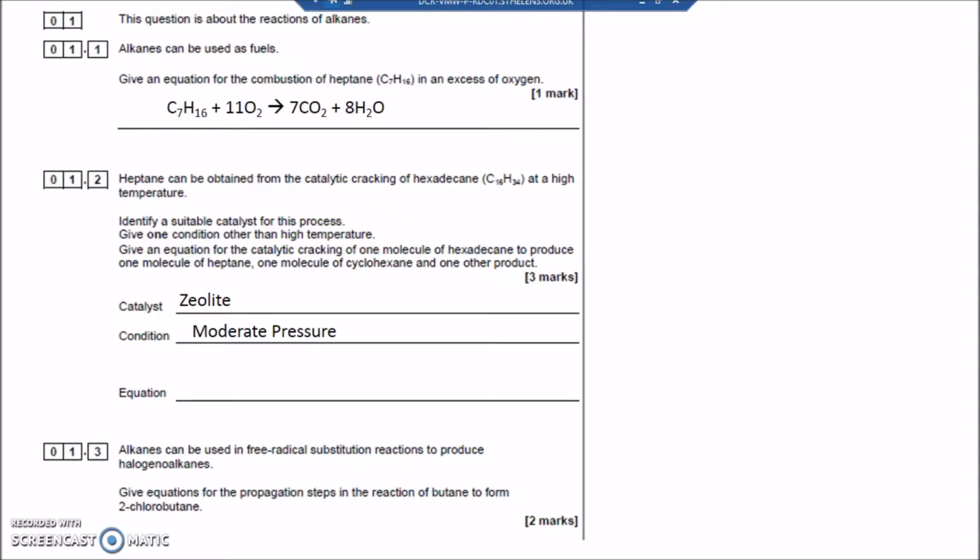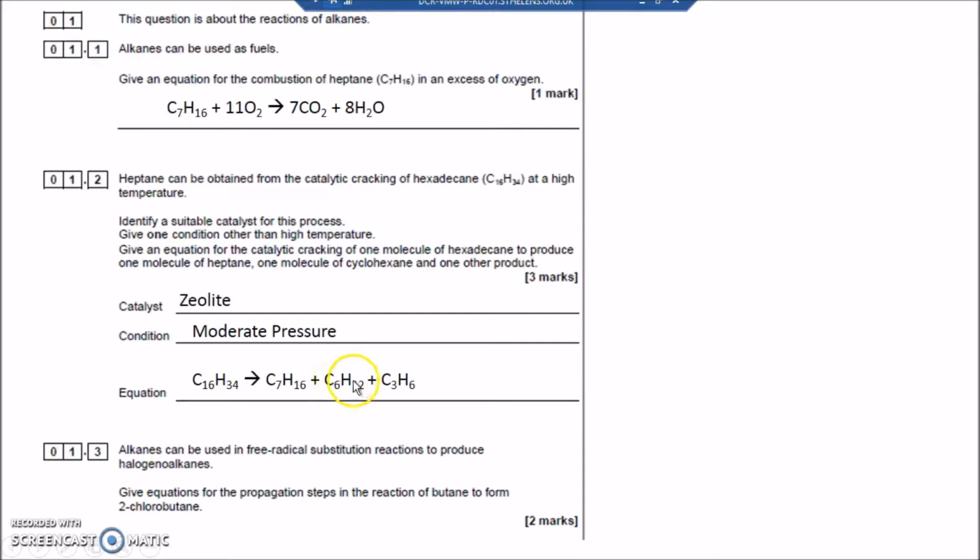Hexadecane, C16H34, cracking to produce 1 molecule of heptane, 1 molecule of cyclohexane and 1 other product. So we've got C16H34 makes heptane, so hept is 7, so 7, double it is 14, add 2 is 16, so that's heptane. 1 molecule of cyclohexane.